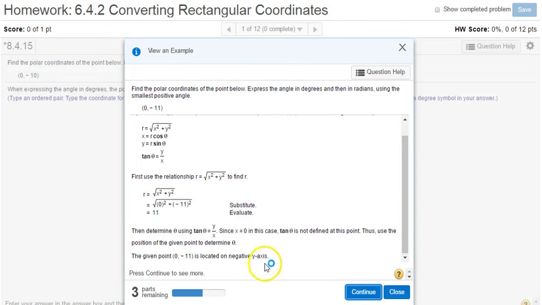Next, you need to find the theta value. So if tangent of theta equals y over x, then we have to do tangent inverse of y over x to find the value. Now the problem with this specific example is that our y value is negative 11 and our x value is 0. So if you write the fraction y over x, you're actually getting an undefined value.